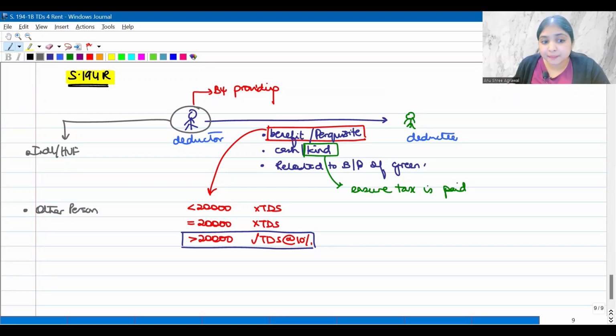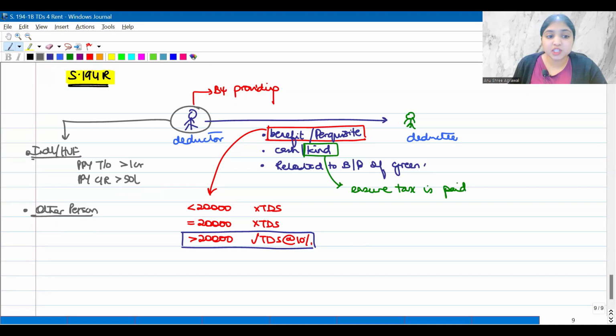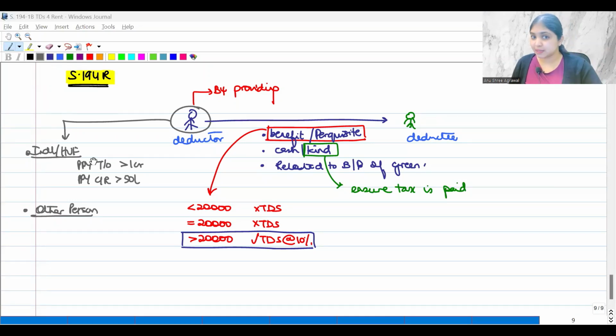If the deductor happens to be an individual or HUF, we are covering only those individuals and HUFs whose preceding previous year turnover is more than 1 crore or their preceding previous year gross receipt is more than 50 lakhs. If the deductor happens to be any other person, we don't even care about the turnover and the gross receipt number. Only if the deductor happens to be an individual or HUF, only then we will look at the turnover and gross receipt number.